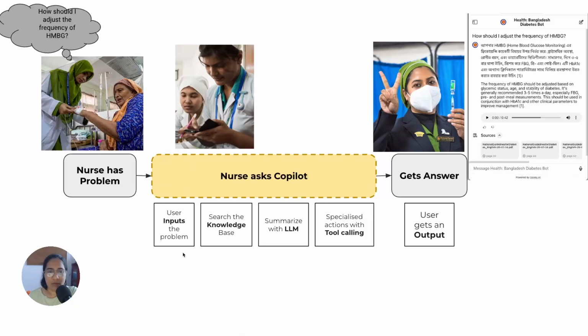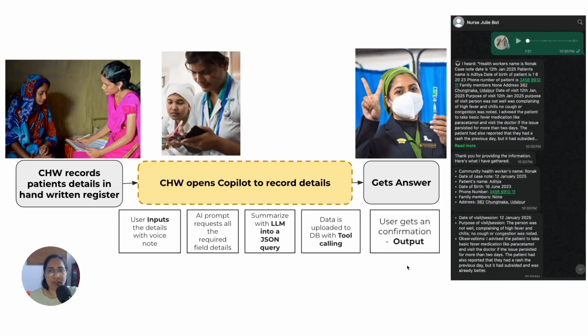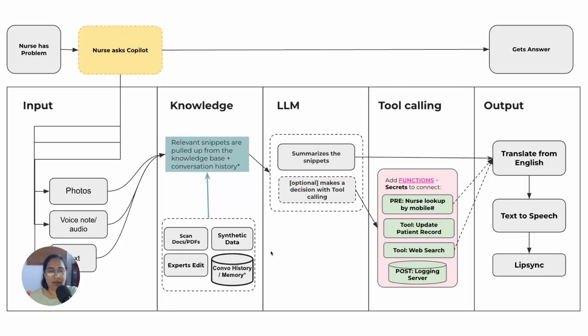So user inputs the problem, the co-pilot searches the knowledge base, it summarizes it with the LLM, and there might be some special tools which it calls. We'll talk about this a little bit later. And then the user gets an output. So if I were to put this together in a diagram or a table, it would be something like this. The nurse has a problem and the nurse asks the co-pilot.